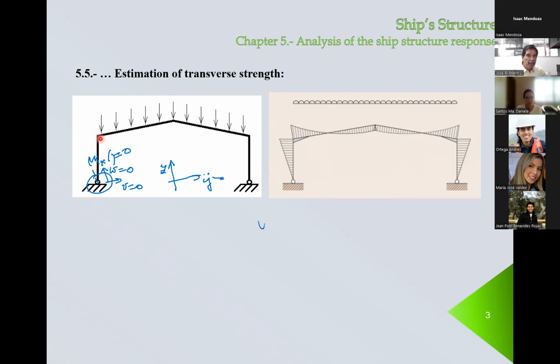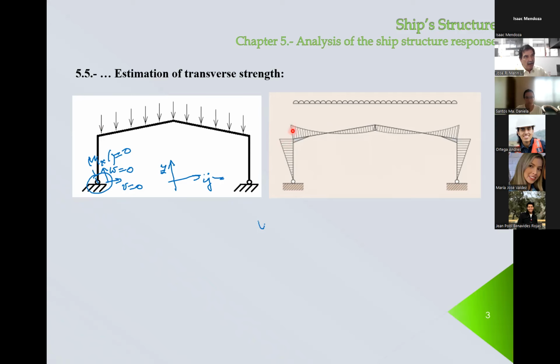Then in this point here, the bending moment in the vertical element is equal to the bending moment in the horizontal element in this point, because they are joined like that. So the bending moment here is transmitted to the other side, to the other element. So you see that this value here is equal to this value here.